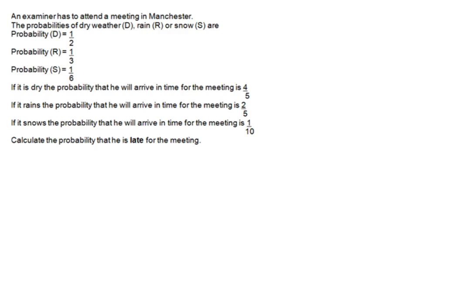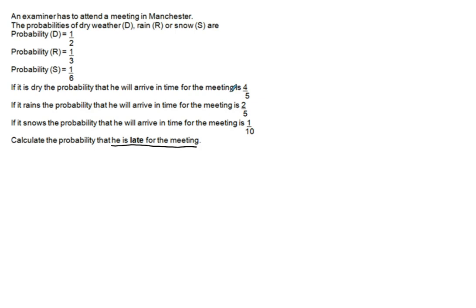Question 1. An examiner has to attend a meeting in Manchester. The probabilities of dry weather, rain or snow are given. If it is dry, the probability that he will arrive in time for the meeting is 4/5. If it rains, the same probability is 2/5, and if it snows, the probability he arrives in time for the meeting is 1/10. We have to calculate the probability that he is late for the meeting.